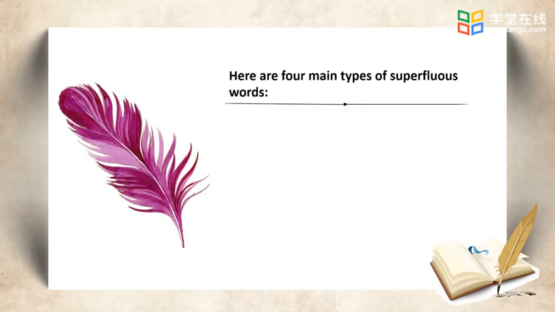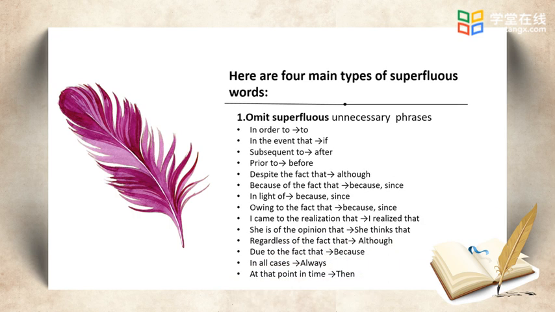Based on Joe Packingham's book, The Translator's Guide to Chinglish, here are 4 main types of superfluous words. Words are superfluous when they can be replaced with a few words that mean the same thing. 1. Omit superfluous, unnecessary phrases. Sometimes you can use a simpler word for these phrases. So, use the words in the right column instead of words in the left column.